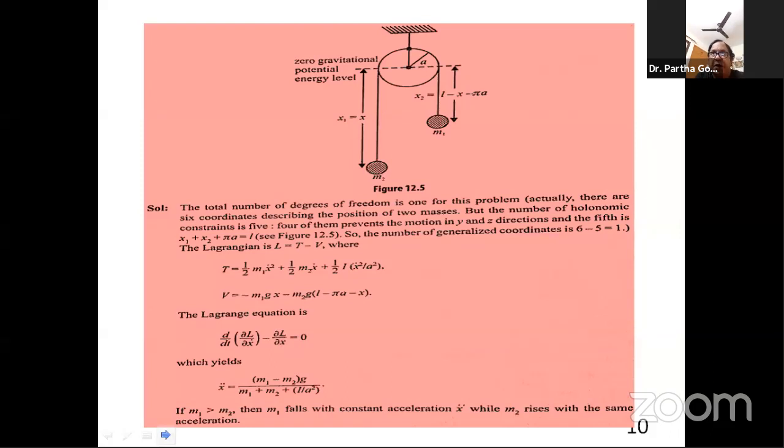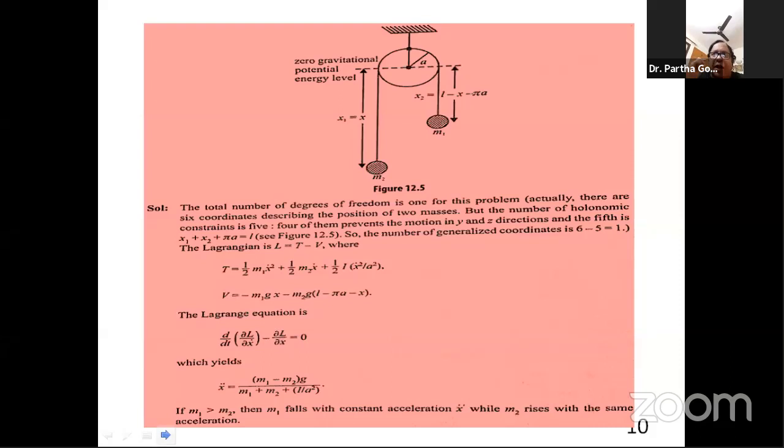Yes, sir. Okay, very good. Then the kinetic energy of the system is half m1 x dot square, half m2 x dot square also, because the derivative of x is the same, and the rotational kinetic energy is half I omega square. Why have I written omega as x dot upon a? Can someone answer this question?